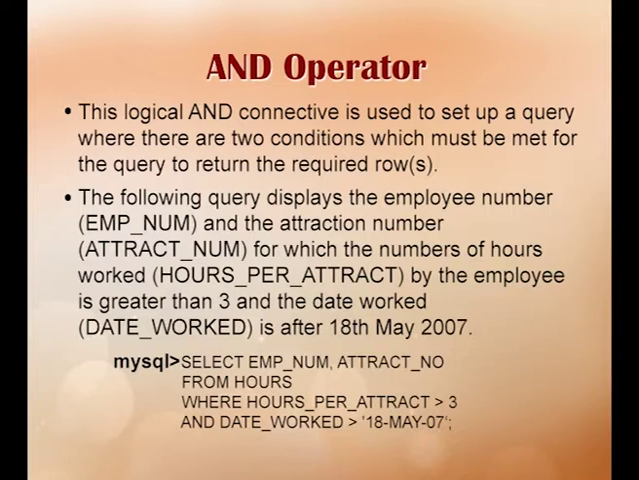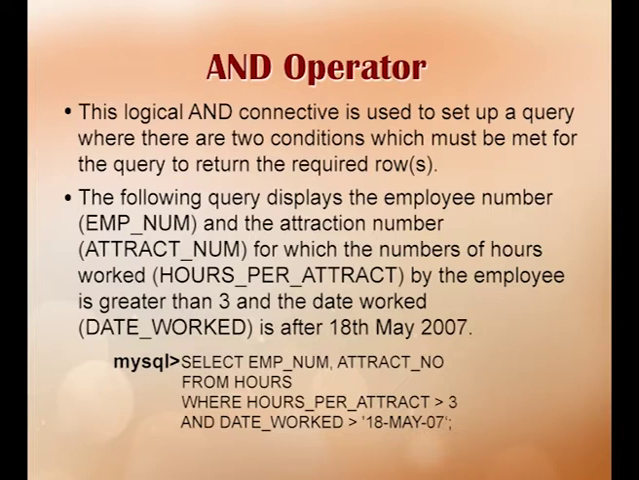Just see here, the following query displays the employee number and the attraction number for which the number of hours worked by the employee is greater than 3 and the date worked is so and so. Here one condition is number of hours greater than 3, and the other condition is the person needs to work on so and so date for greater than 3 hours. So two conditions were given, and it should meet both.